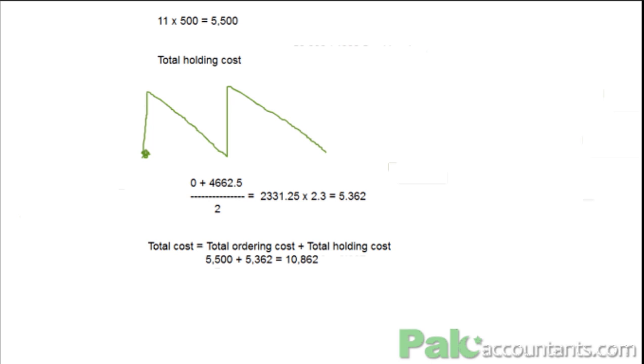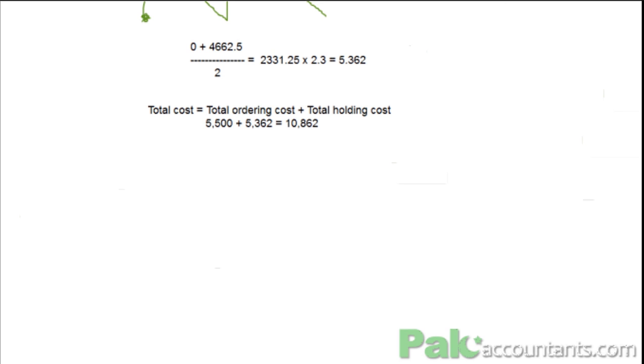Now according to this technique, it says that if you try to place an order lesser and higher than these amount of units, then the cost is going to be more than this, even if you place lesser number of orders or higher number of orders. So let's see whether we are right about this or not.